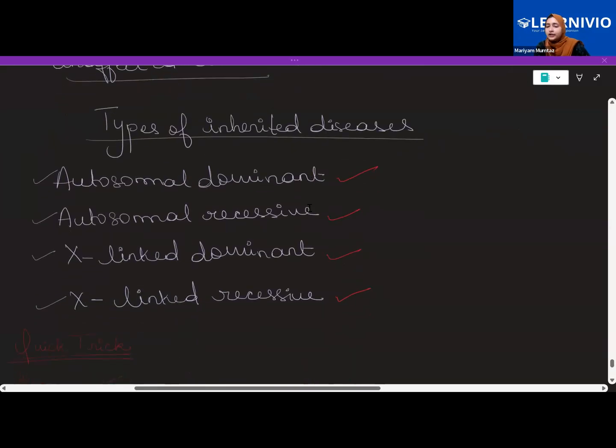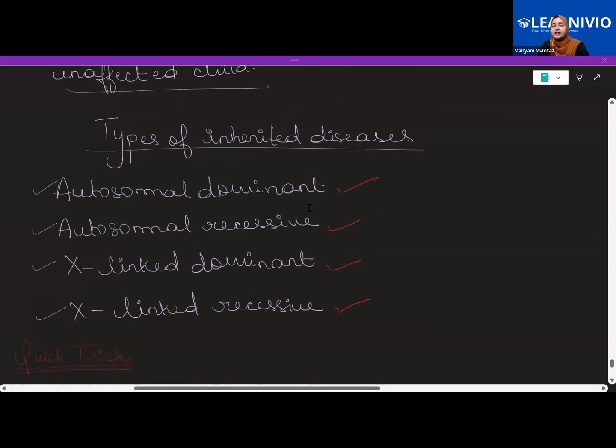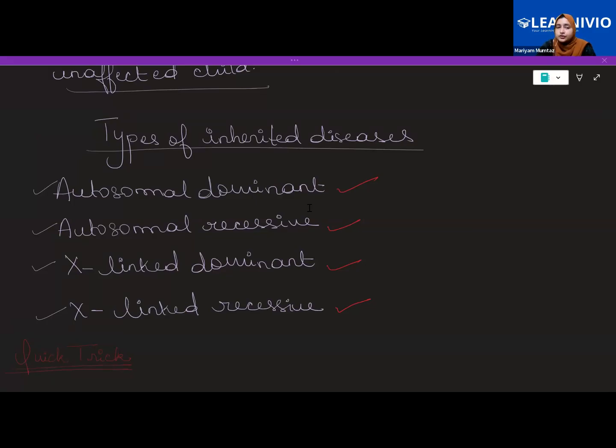Clear? Now, up until now, you have seen that the inherited diseases are of 4 different types: autosomal dominant, autosomal recessive, X-linked dominant, and X-linked recessive. First of all, can someone tell me the meaning of autosomal? What is the difference between autosomal and X-linked? What is the basic difference?